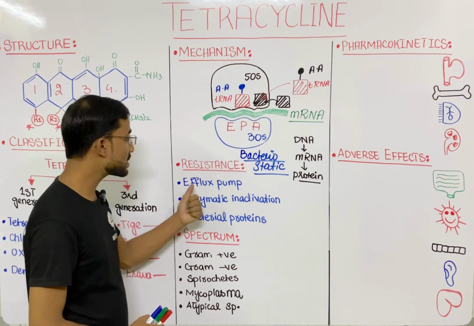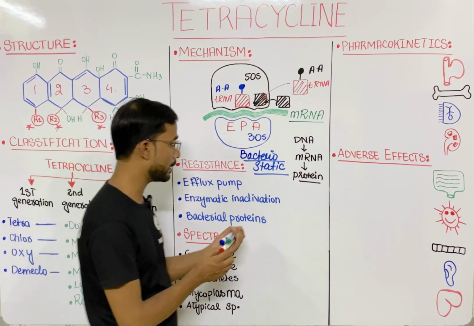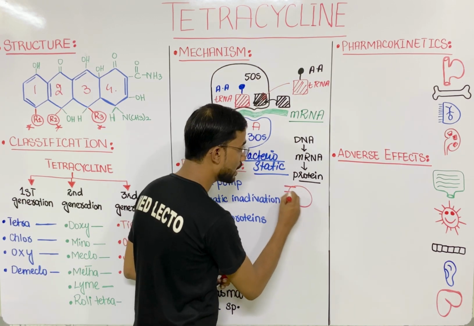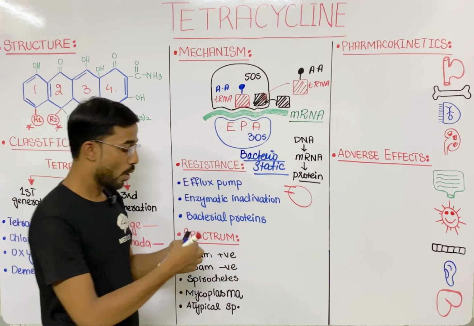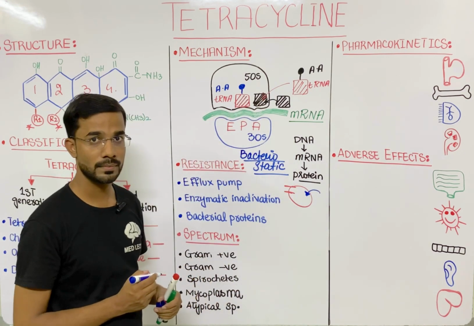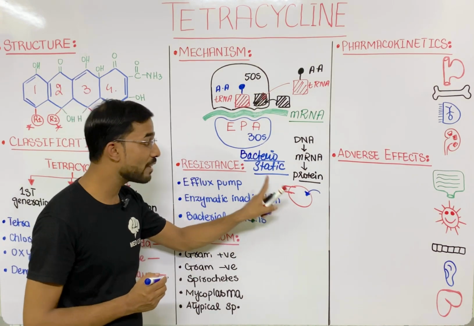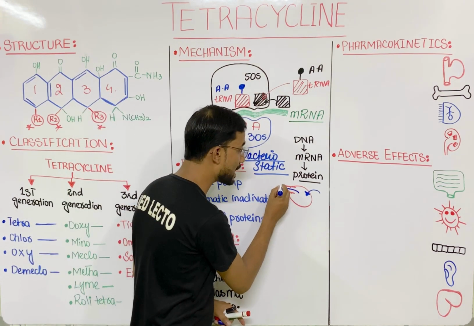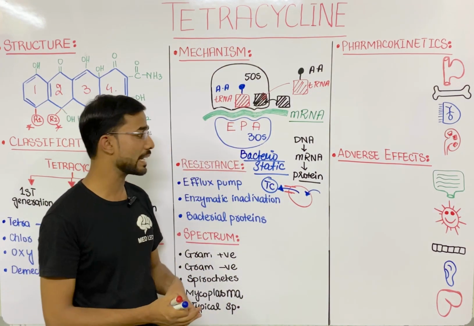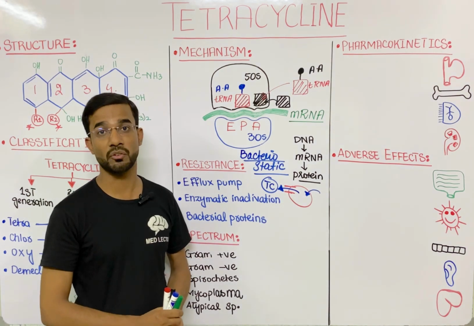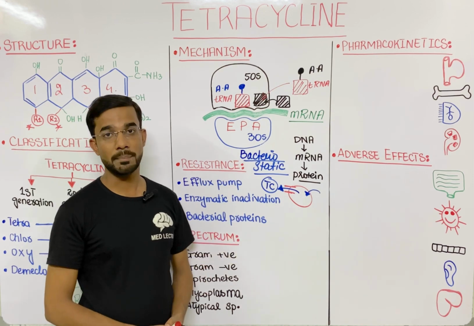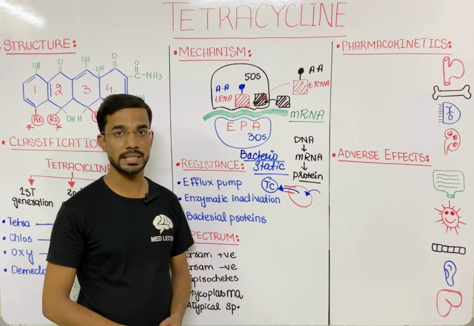Okay, that's simple. Next, if we look at the resistance, how bacteria develop resistance against the tetracycline for its survival. First is the efflux pump. If you see here, here is the bacteria. So bacteria develop the efflux pump. It means that if tetracycline enters into the bacteria, at the same time the efflux pump expels the tetracycline outside. When there is no tetracycline in the bacteria, there is no effect of the tetracycline on the bacteria. So that is the important mechanism of how bacteria develop resistance against the tetracycline.